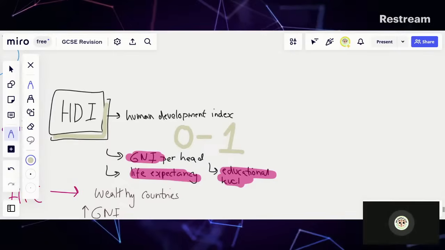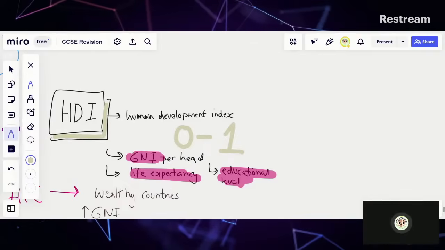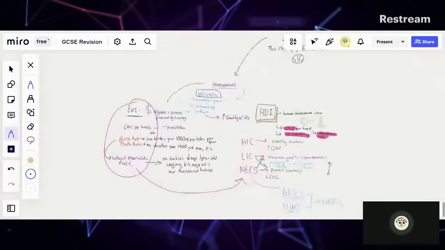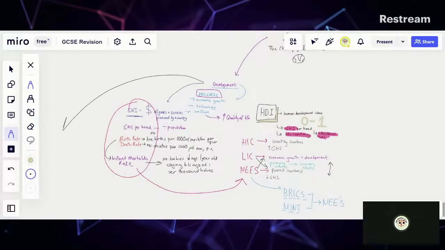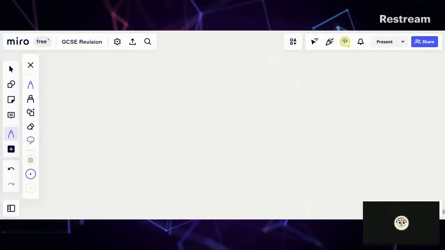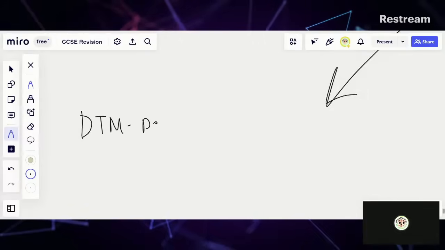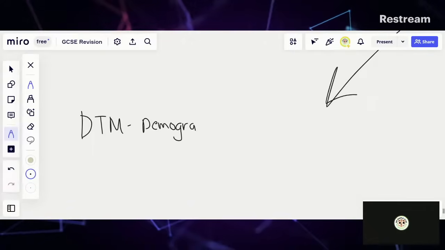Now let's move on. Another thing that hasn't been too much in the exams, but that makes it all the more reason to revise it because it might come up this year. So the DTM, demographic transition model.